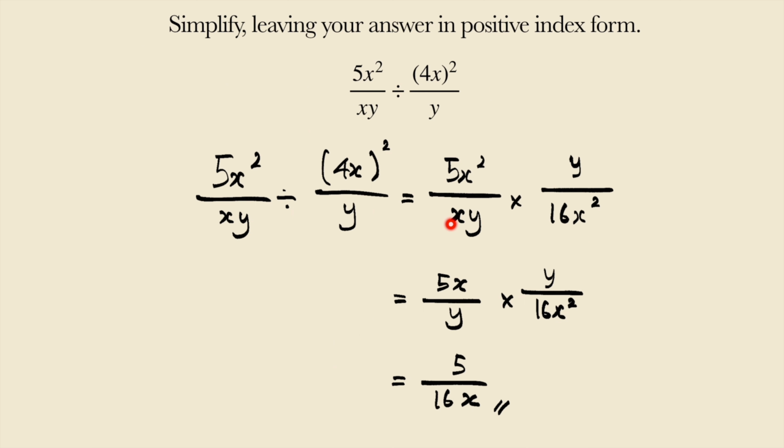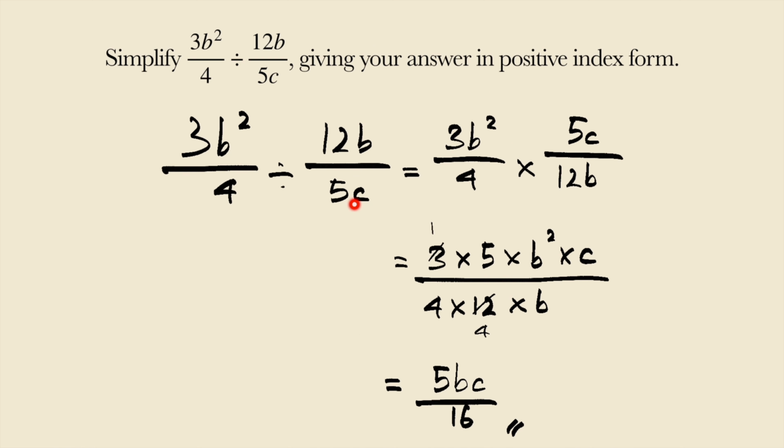Look at this x here. It's gone. This x squared becomes x. Okay, so life is slightly easier here. Y and y gets cancelled out. X and x gets cancelled out. So y and y gone. So our final answer has no y's at all. This x goes away. This x squared becomes x as the denominator. Okay, so 5 as the numerator, 16x as the denominator.